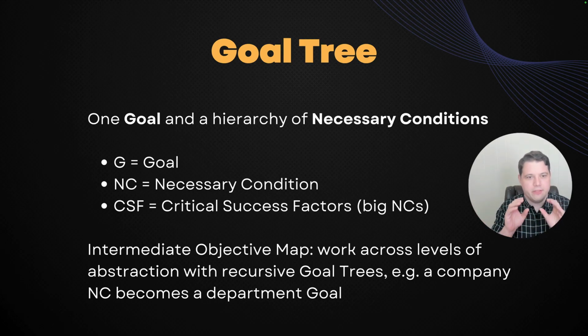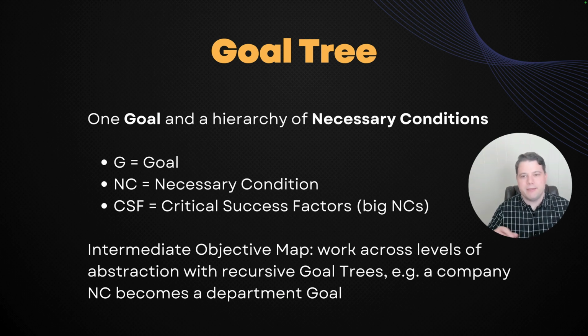Now, what actually is a goal tree? The one in the center that you start with. It is a tree of nodes, which if you've done data structures, you know what that refers to. It is simply a goal node at the top, at the root, with a hierarchy of necessary conditions leading up to it. So the nodes are labeled typically in 3 ways: G for goal, NC for a necessary condition, and some of the necessary conditions are actually labeled as CSF, critical success factors.